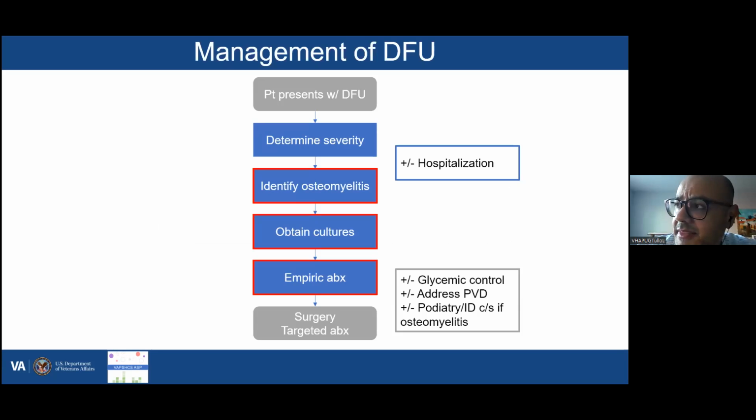So a little bit more in depth of an explanation here. Essentially, when I have a patient with a diabetic foot ulcer, I try to follow this checklist in my head. The things I'll talk about mainly are identifying osteo, obtaining cultures, and what empiric antibiotics to choose.